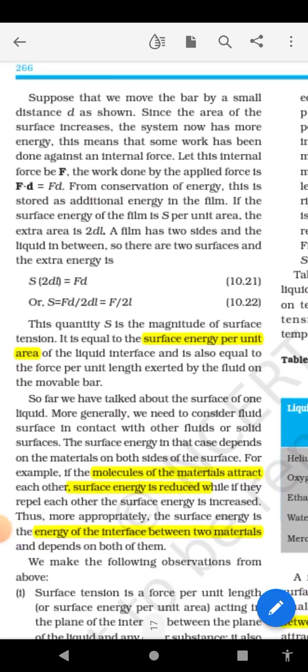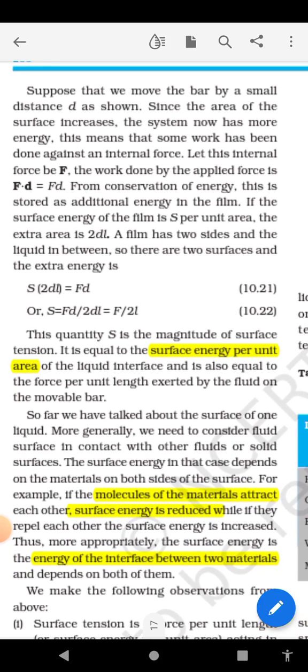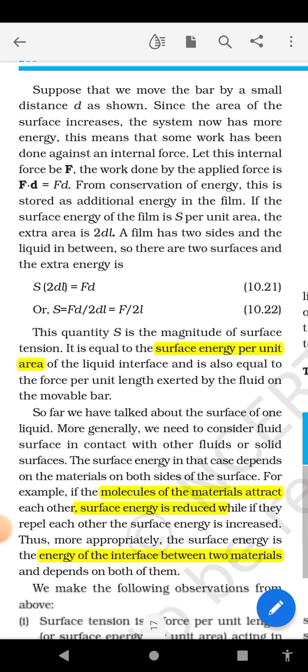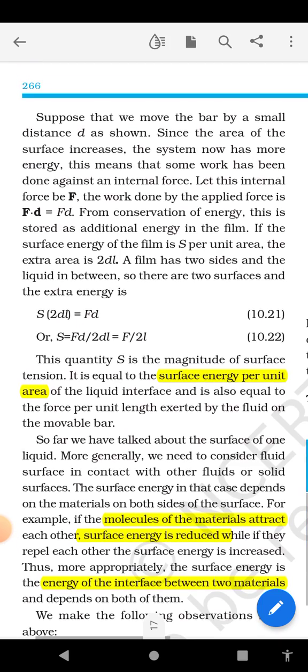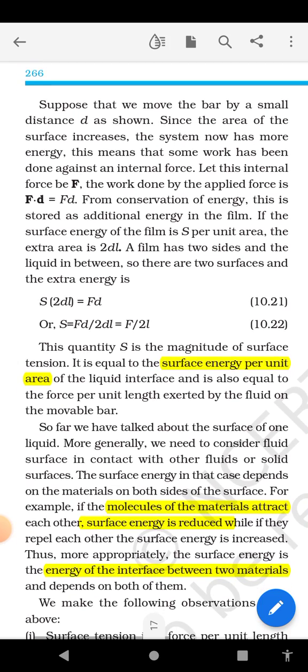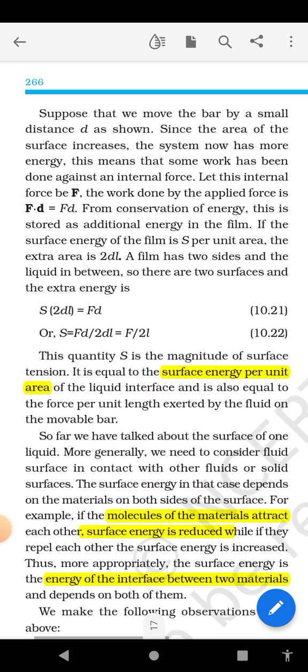Now suppose that we move the bar by a small distance d as shown. Since the area of the surface increased, the system now has more energy. This means that some work has been done against an internal force. Let this internal force be F. The work done by the applied force is going to be F dot d, force times displacement. From conservation of energy, this is stored as additional energy in the film.